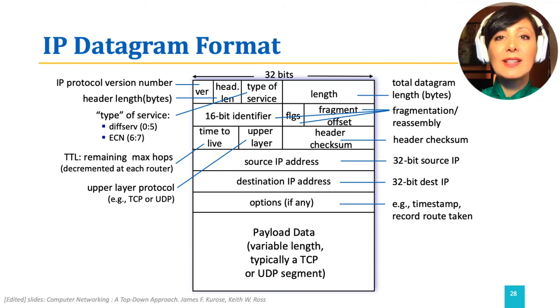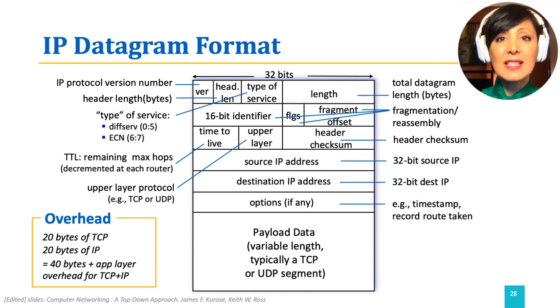The payload section, usually carrying a TCP or UDP segment, or sometimes other formats such as ICMP messages, is the main section of the datagram. Without the options, an IP datagram has 20 bytes of header. If it contains a TCP segment, which also has 20 bytes of header, the total overhead for carrying application layer data would be 40 bytes. Note that application data will also have header overhead, which will vary based on the application protocol used.